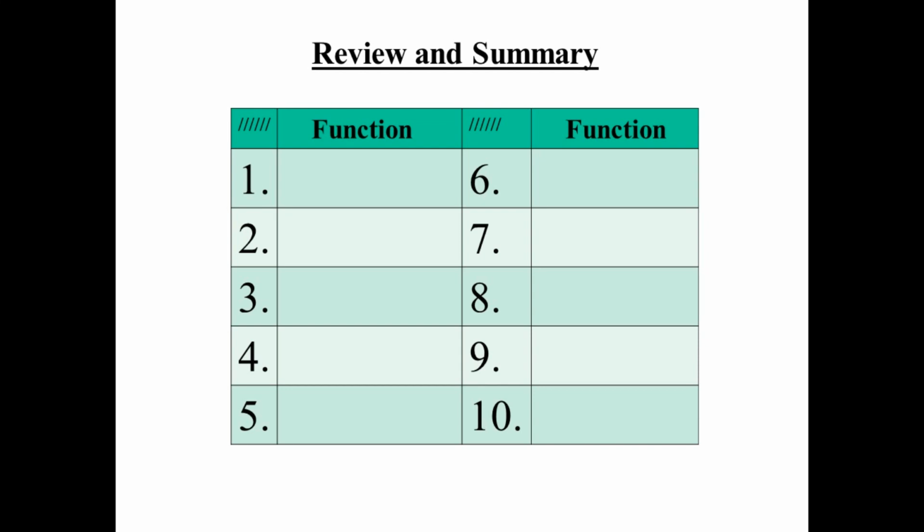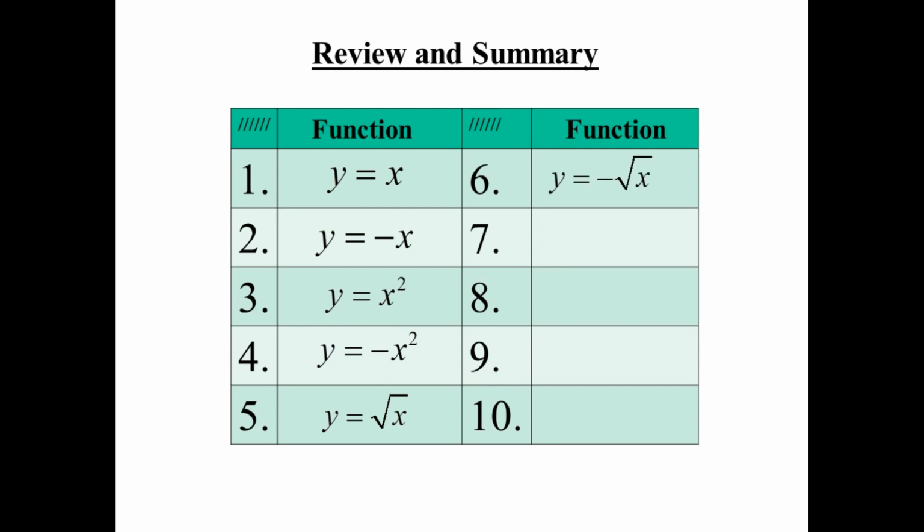In summary, I'm going to flash up a function, and you're going to think in your imagination of what it looks like. Y equals x, it's a line sloping up through the origin. Y equals negative x, it's a line sloping down through the origin. Y equals x squared, a parabola with its vertex at the origin opening up. Y equals negative x squared, a parabola with its vertex at the origin but opening down. Y equals root x, the top half of a parabola that opens to the right with its vertex at the origin. Y equals negative root x is the bottom half of that same parabola.